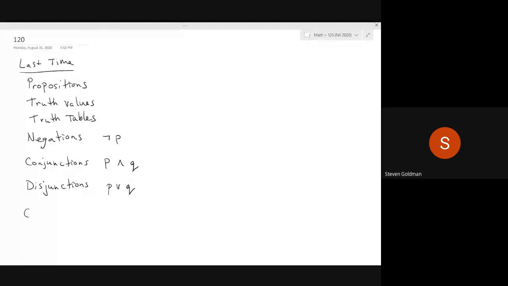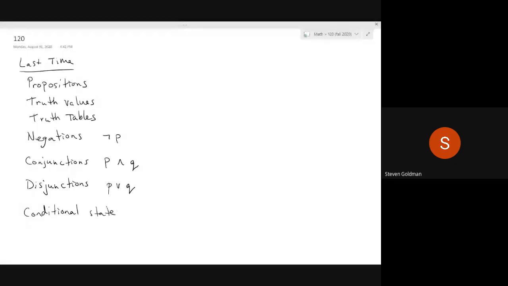And we also discussed conditional statements. Denoted this way, a conditional statement is a sentence in the form if P then Q. For all of them, we discussed when they're true and when they're false. So you need to know when conjunctions, disjunctions, conditional statements, as well as negations, are true and when they're false.